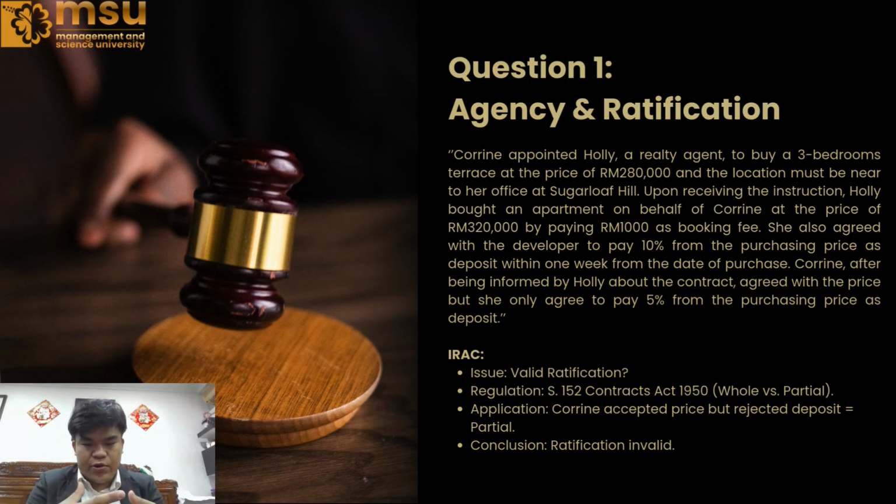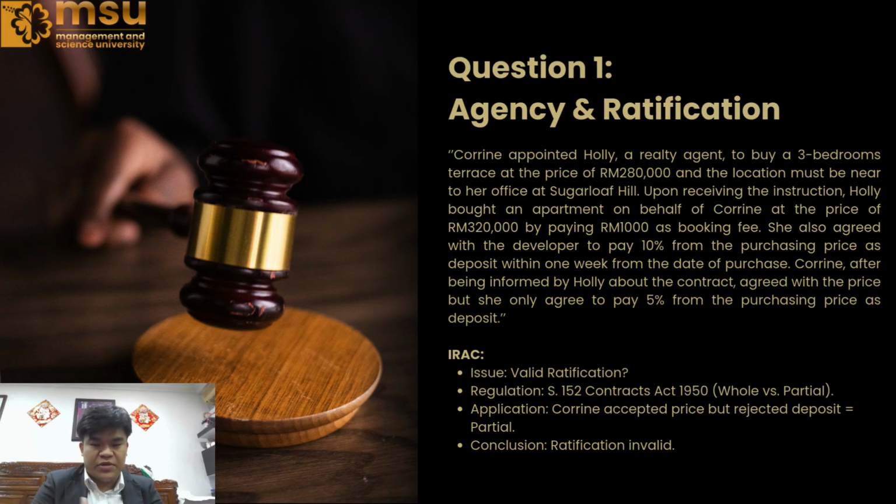In this scenario, Corinne appointed Holly as her real estate agent to purchase a house on her behalf. But Holly, as an agent, is expected to follow Corinne's instructions strictly. The problem arises when the agent goes beyond the authority given. So now let's refer to the issue first.